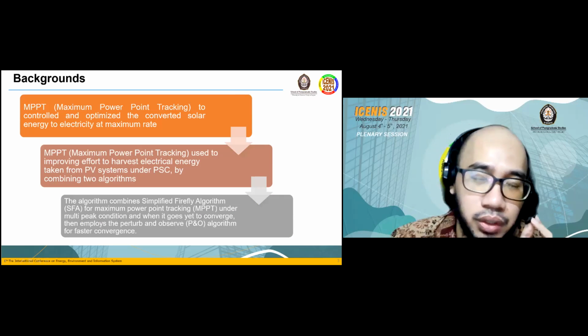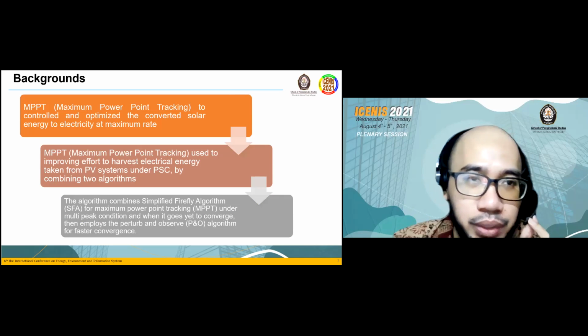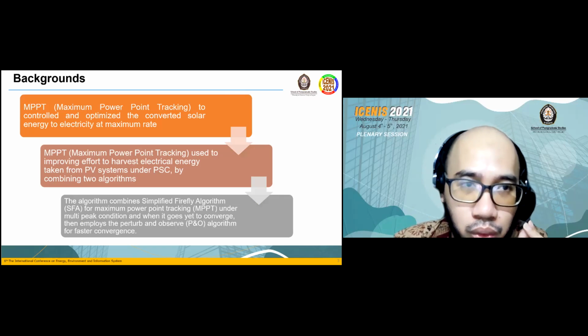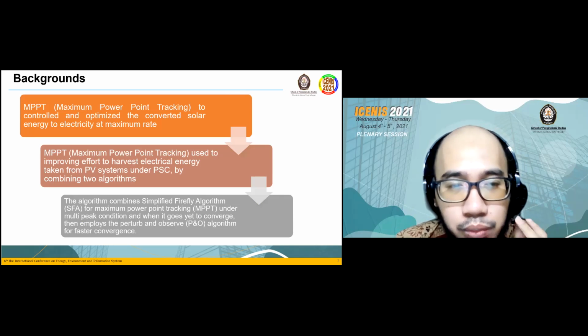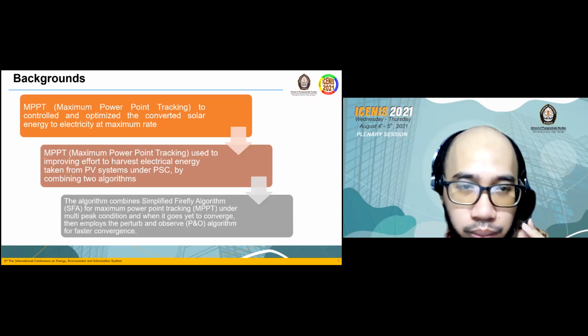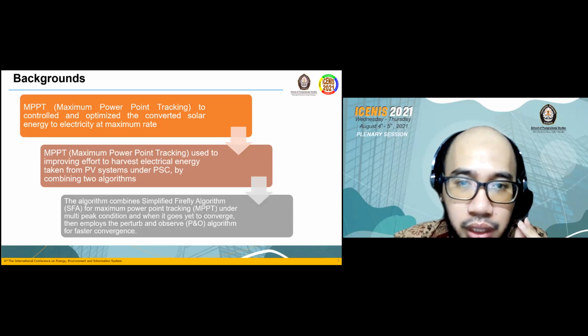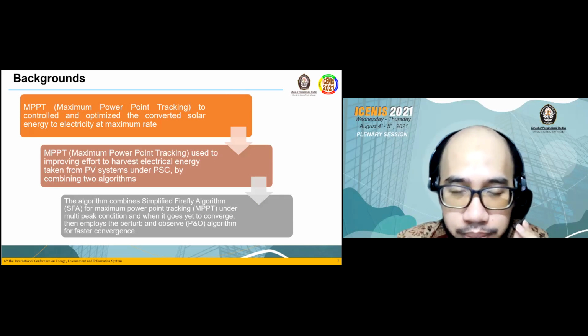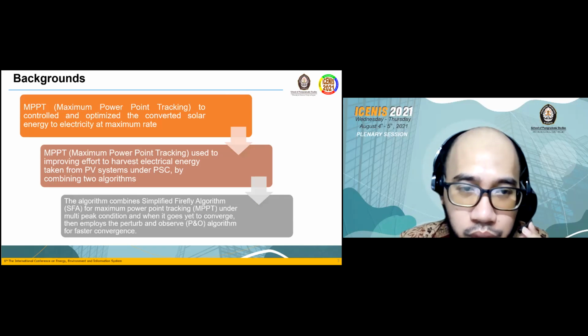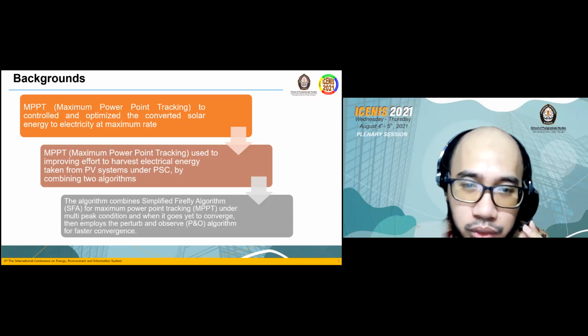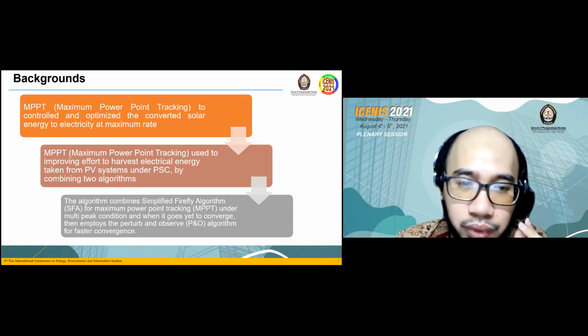The solution to this problem is using MPPT, maximum power point tracking, to control and optimize the conversion of solar energy to electricity at the maximum rate. This MPPT is used to improve the effort to harvest electrical energy from a PV system under partial shading conditions by combining two algorithms. In this research, I combined a simplified firefly algorithm for maximum power point tracking with the P&O algorithm for faster convergence.